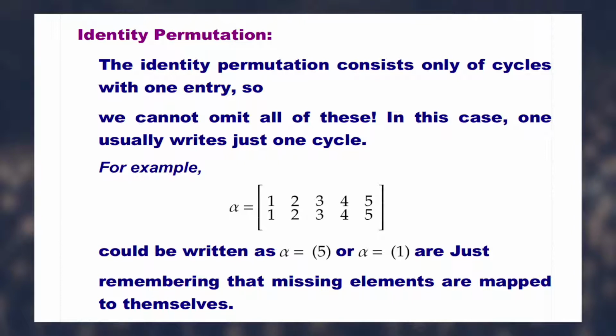For example, alpha is equal to 1 goes to 1, 2 goes to 2, 3 goes to 3, 4 goes to 4, 5 goes to 5, could be written as alpha is equal to the cycle (5) or alpha is equal to the cycle (1), or just remembering that missing elements are mapped to themselves.